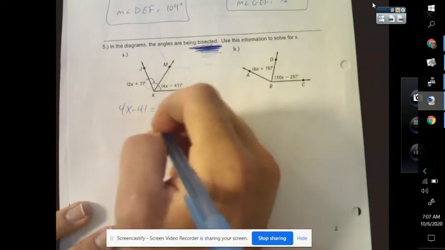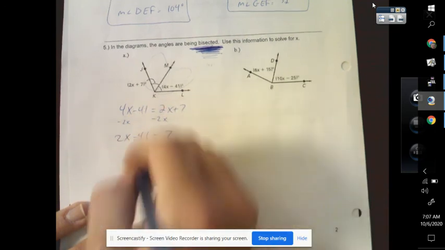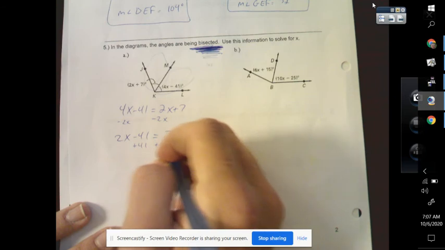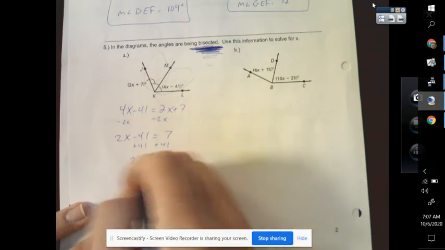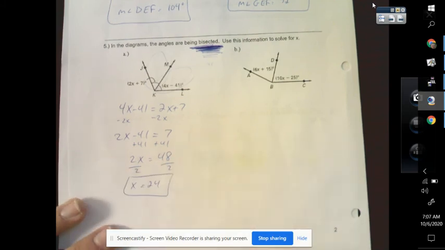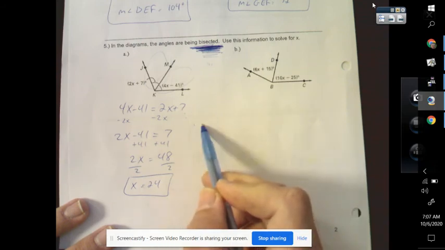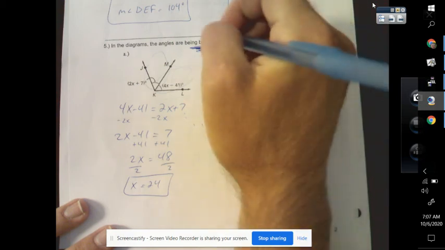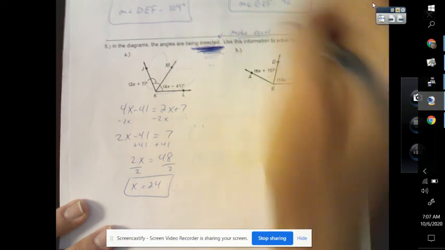Well, we're going to solve it. Subtract 2x, subtract 2x. 2x minus 41 equals 7. Plus 41, plus 41, 2x equals 48. Divide by 2, divide by 2, 24. Okay? Setting it up is the hardest part. That's the hardest part. So this just means make equal.